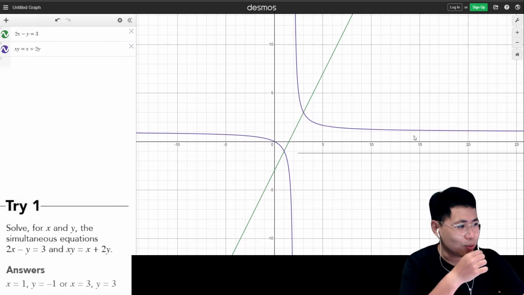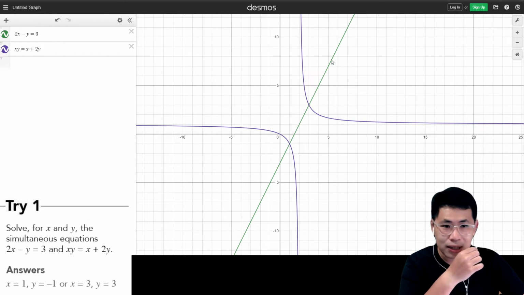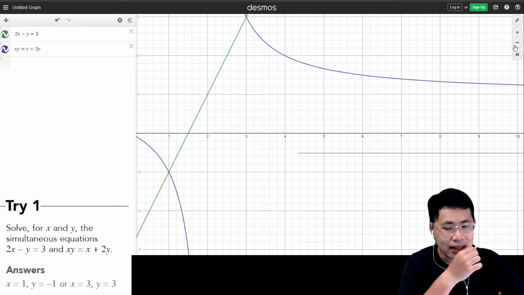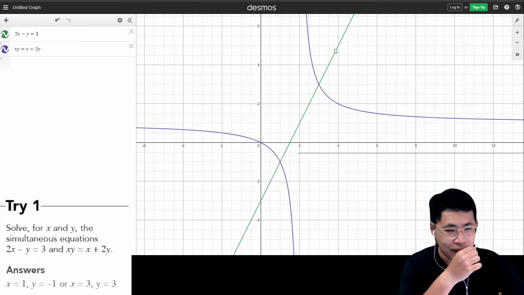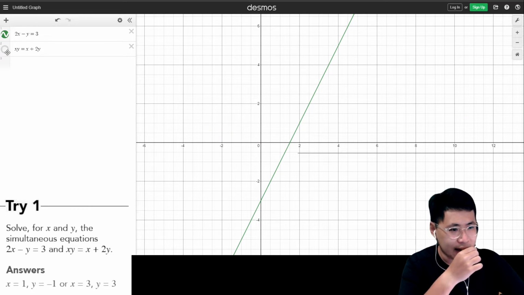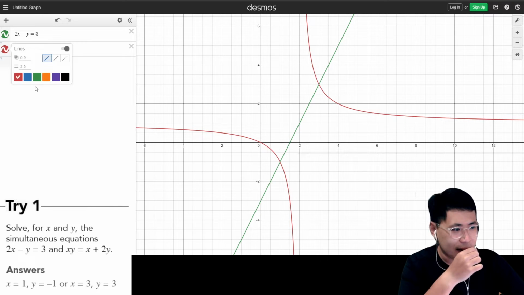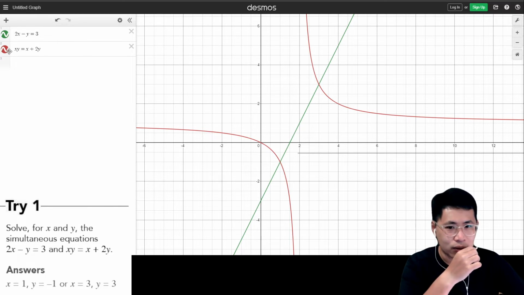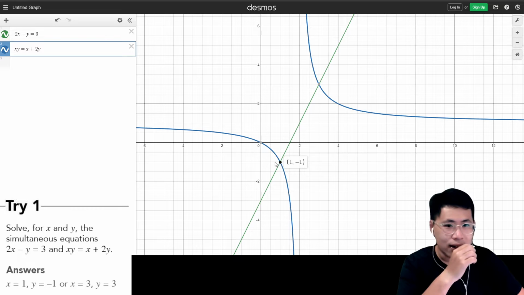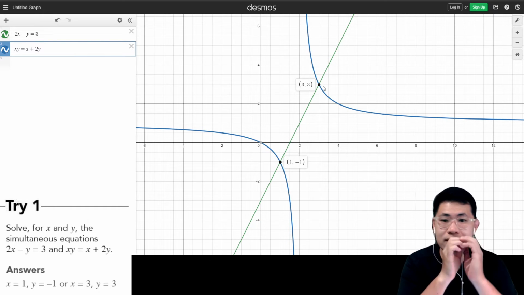Hyperbola. Okay, so what is going on is this green line is intersecting with this blue curve. Can you see the color now? And where is it intersecting? At two different points. Can you see the coordinates? 1, -1 over here. The other one here would be 3, 3. So it's intersecting at 2 points.